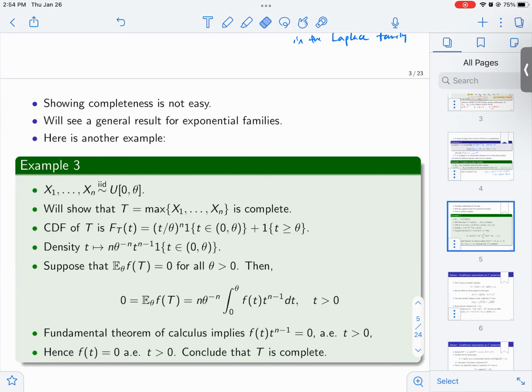I'm not going to prove it, but there's a general result that tells you in exponential families, the sufficient statistic is complete under certain assumptions. That's very useful for us.